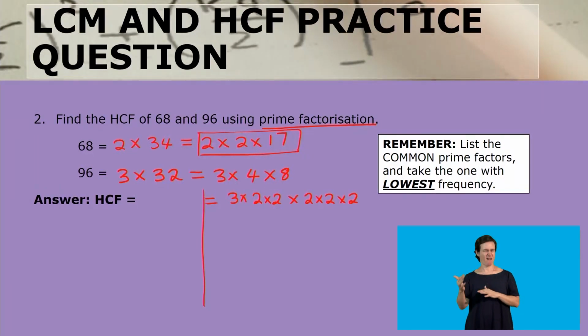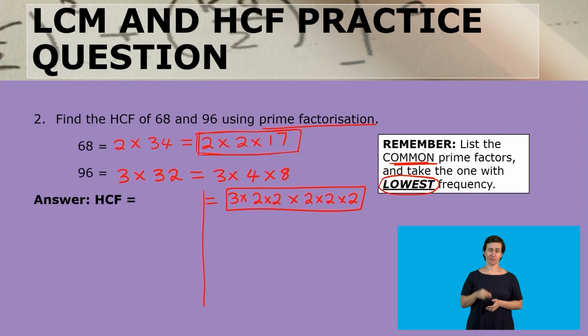So how do we find the highest common factor? Remember, we are going to look for the common ones. And when we look for the common ones, we are only going to focus on the ones with the lowest frequency. So I am going to look at this list of the prime factors for 96 and this list as the prime factors for 68. Which ones are common? Both of these prime factor lists have 2. So there is my 2. But now we are looking for the ones with the lowest frequency.